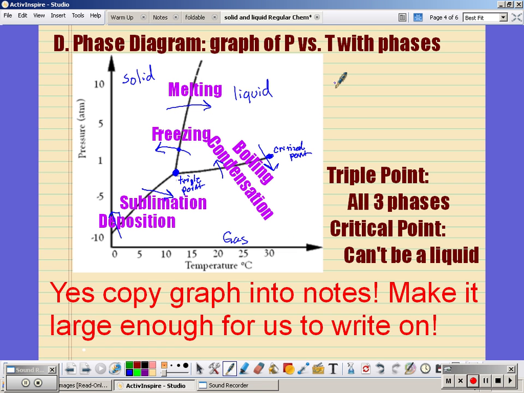So you'll be asked questions like, at 5 atm and 5 degrees Celsius, what phase are you? And so you could say, well, at 5 atm and 5 degrees Celsius, I'm a solid. If I was to increase the temperature to 20 degrees Celsius, what phase change would occur? I would say melting, because I'm going across the solid-liquid phase line that direction. Another question is, what is the normal melting point?